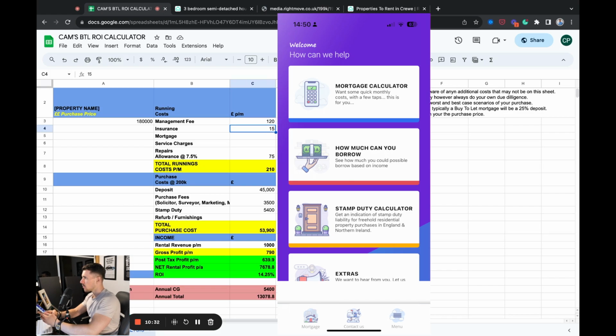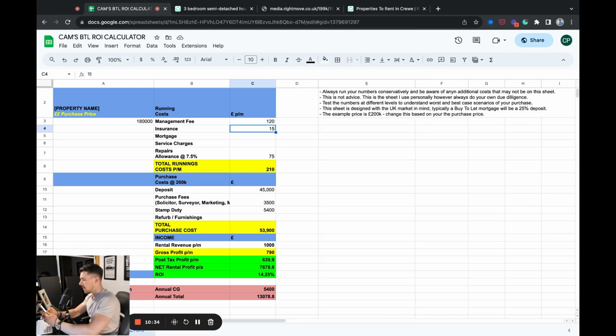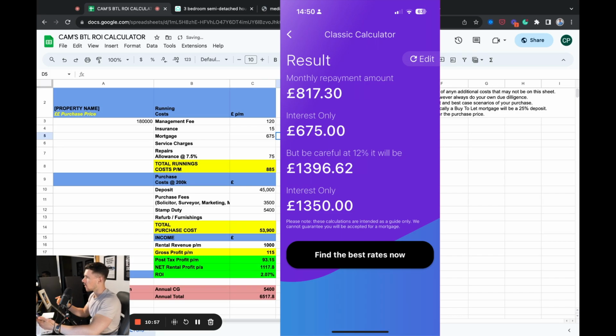But if we're purchasing the property for 180, that means that we need 75% of that to be mortgaged, which gives us 135 grand that needs financing. And let's plug that rate in at 6% because I think that is what we can reasonably expect right now in the market. So let's plug that in at 675 per month, which is what that gives us on an interest-only mortgage, which is generally what I recommend.